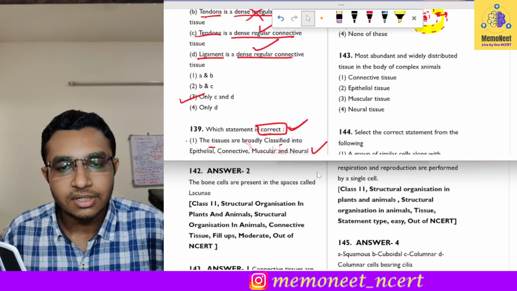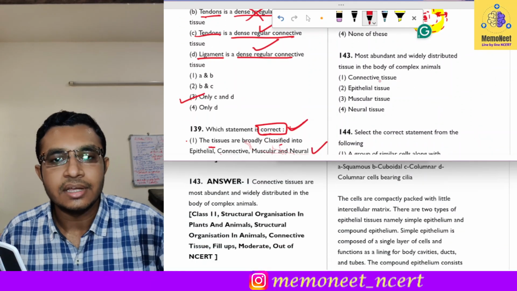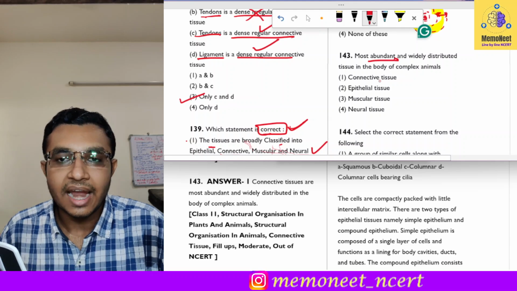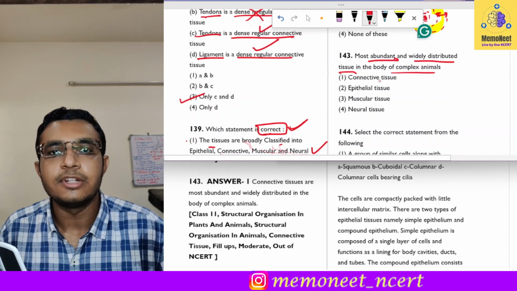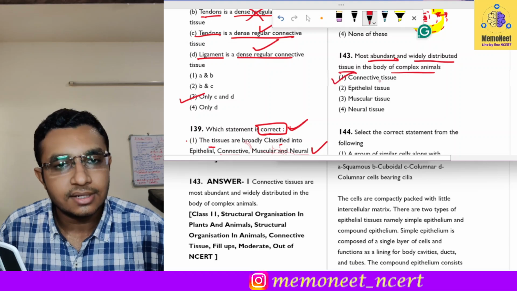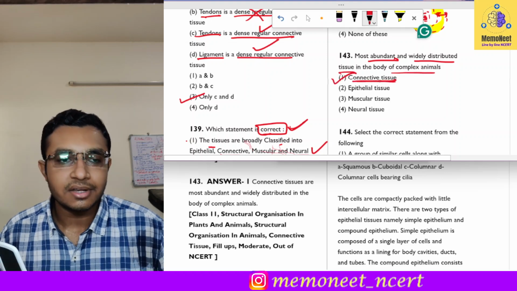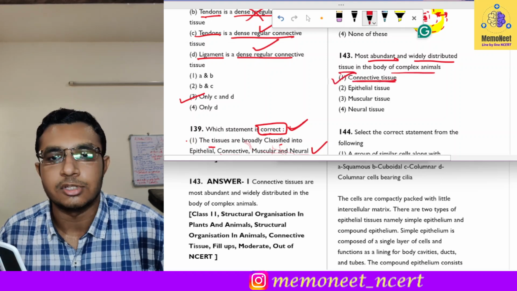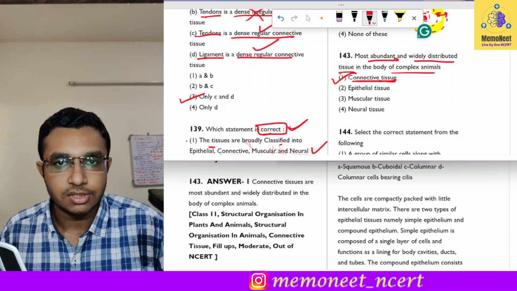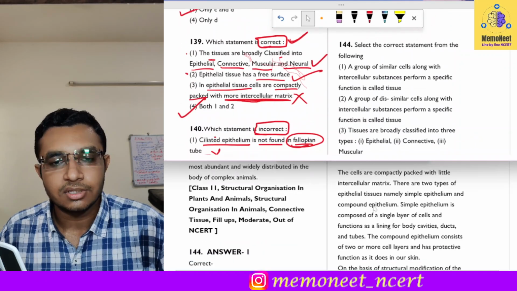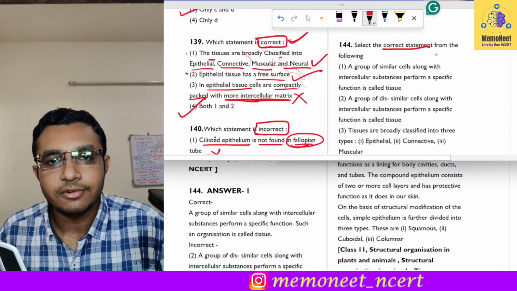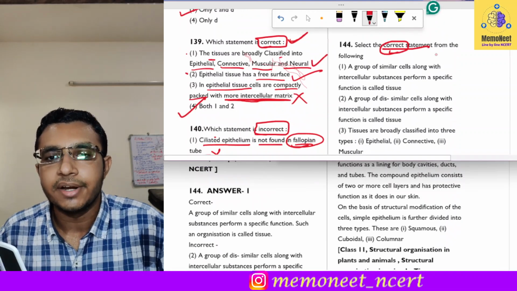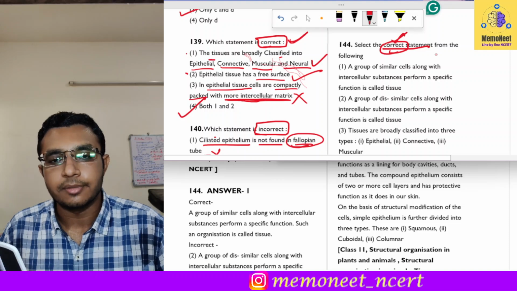The next question is question number 143. It states that the most abundant and widely distributed tissue in the body of complex animals is which type? So it is the connective tissue, which is the most abundant tissue in the complex animals. So the correct answer of this question is option 1. Next question is question number 144. It states that select the correct statement from the following. So we have to identify which among the following four statements is correct.